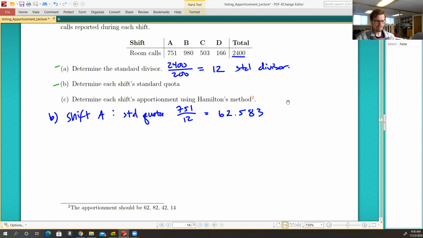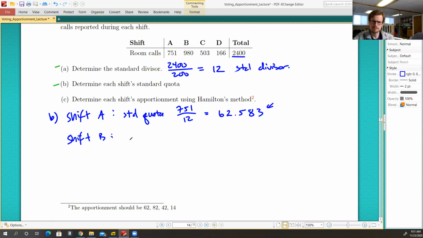62.583. The number of decimal places included here shouldn't matter too much, but we want to make sure that we have enough to recognize which fractional parts are the largest. So if I end up with another one that was 62.5, I'd need to know which one was larger. So 5.8. Well, what if it's also 5.8? So I went to 3. Of course, we could do many, many decimal places for this, but this should be more than sufficient. All right. Okay, so that's shift A.